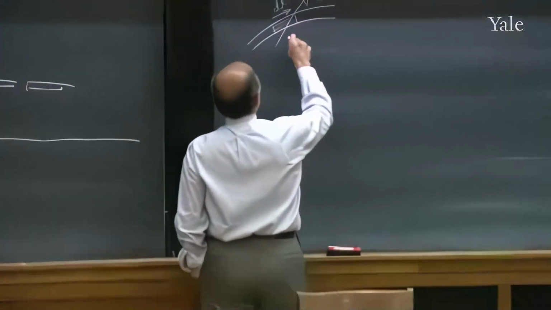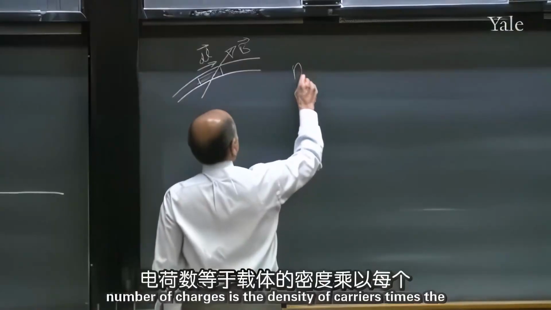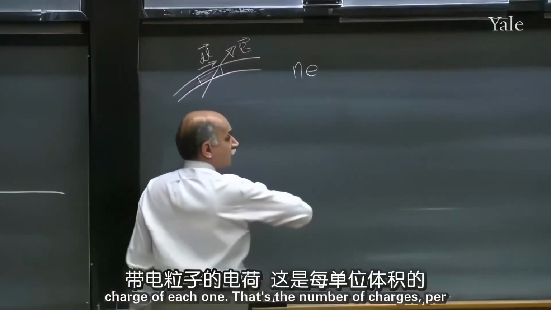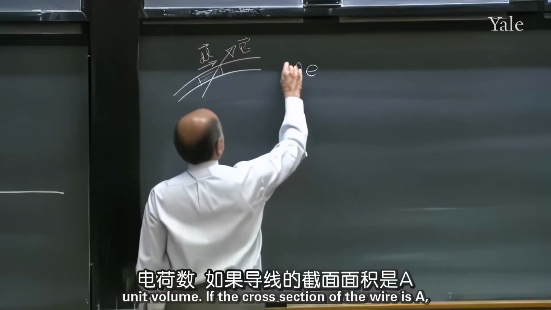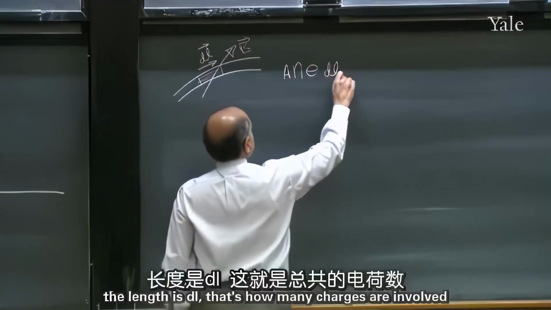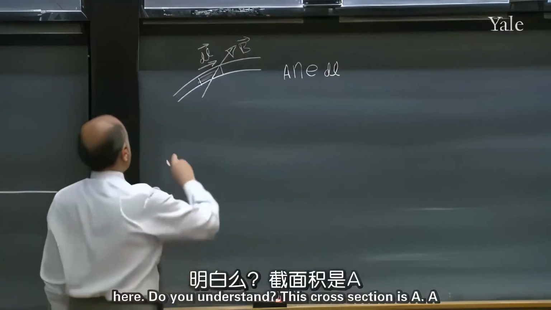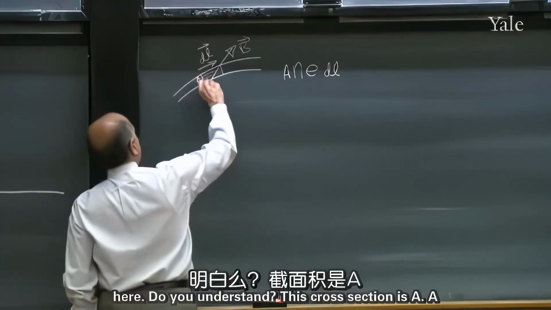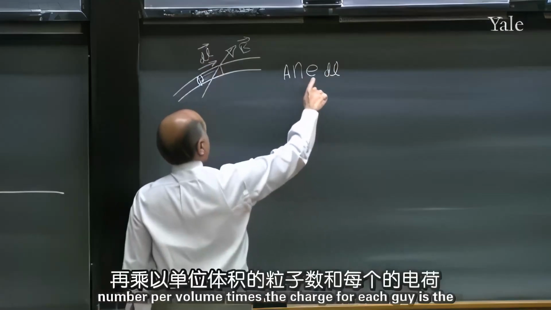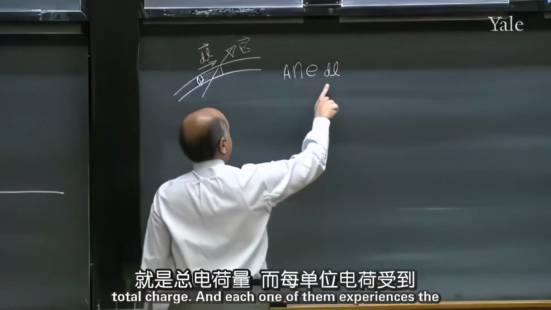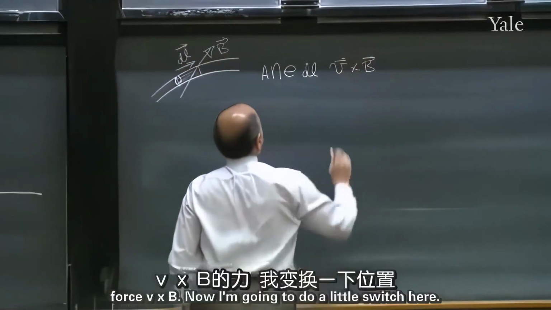So if this has got length dl, how many charges am I talking about? The number of charges is the density of carriers times the charge of each one. That's per unit volume. If the cross section of the wire is A, the length is dl. That's how many charges are involved here. You understand? This cross section is A. A times dl is the volume of the cylinder. That times the number per volume times the charge for each guy is the total charge. And each one of them experiences a force q v cross B.